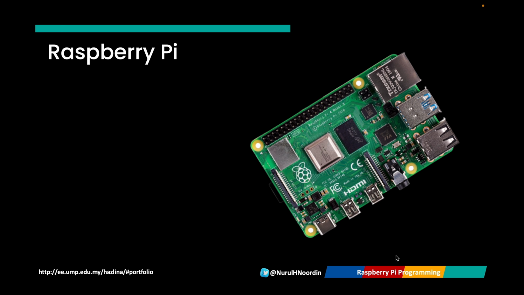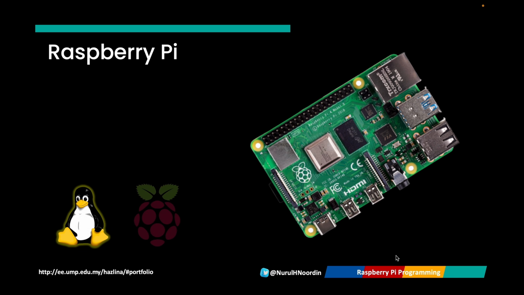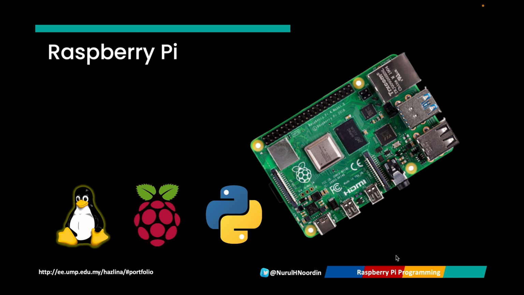It runs on Raspberry Pi OS, a lightweight Linux-based operating system. One of its key features is GPIO, General Purpose Input-Output pins, which allow it to interact with hardware components like LEDs, sensors, and motors. Python is the primary programming language used on Raspberry Pi, making it an excellent tool for learning programming and developing real-world applications.